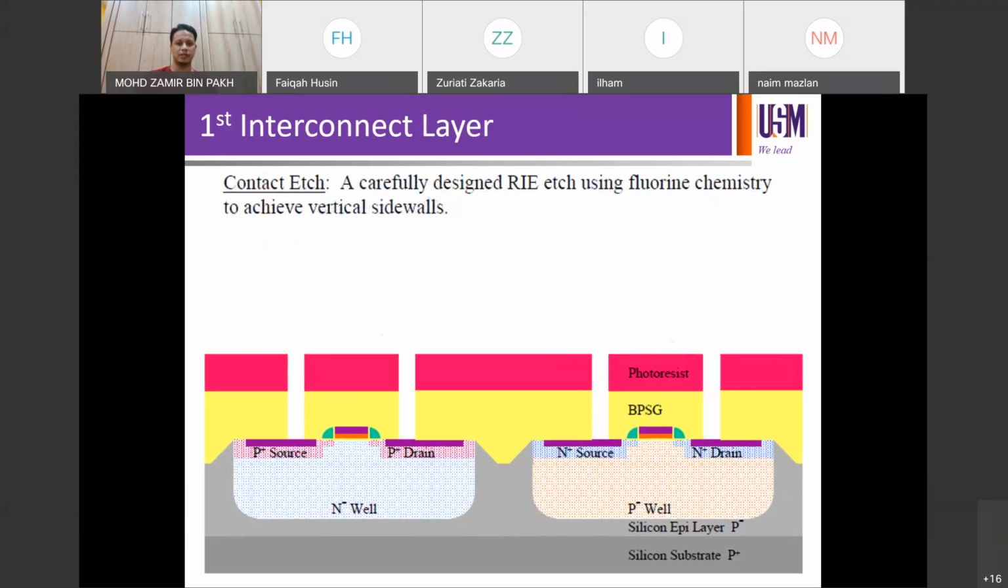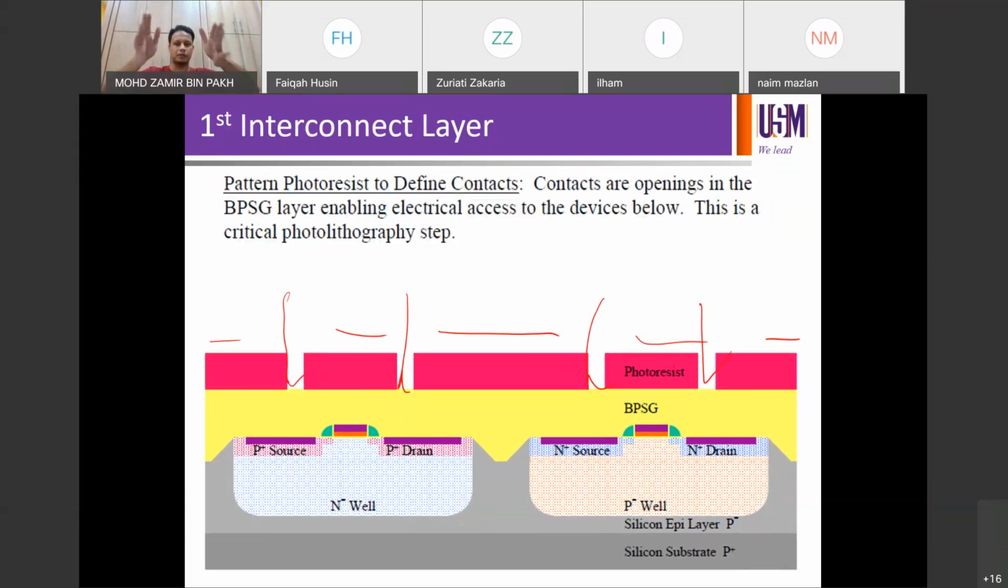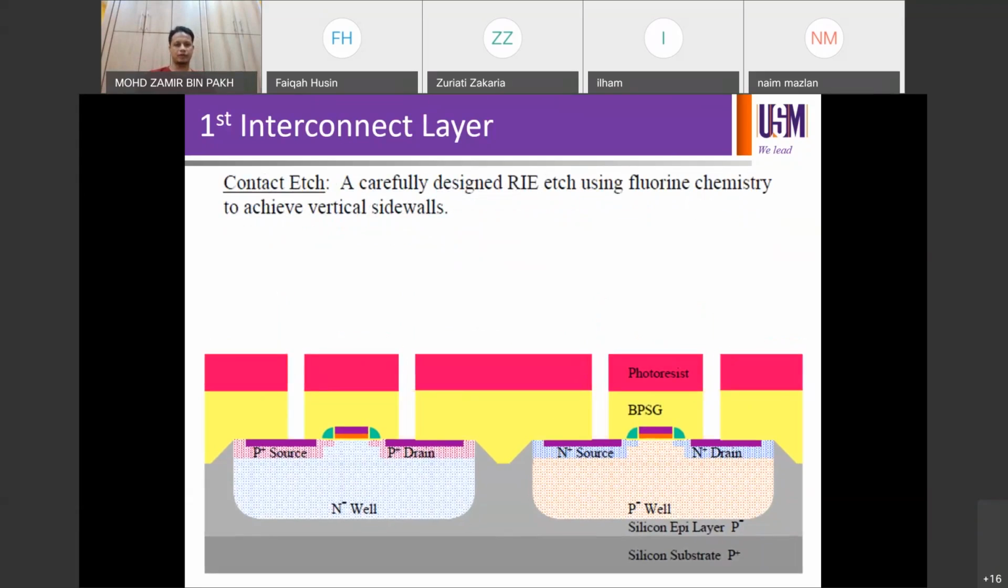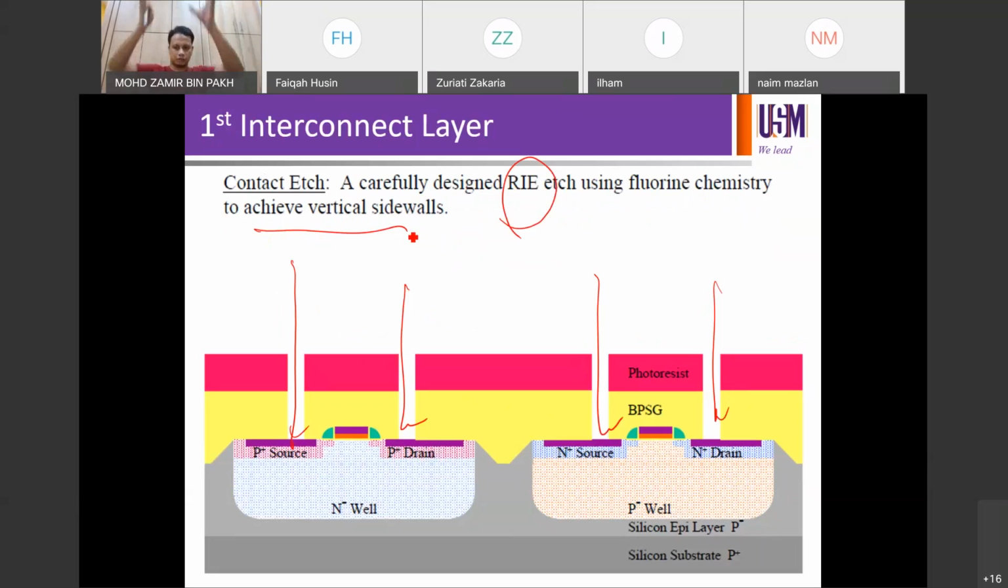Next, you etch BPSG. So you define the pattern. Now you etch BPSG down to the gate, source, drain, right? So sekarang you open source drain first. Use RIE, vertical process, anisotropic, using fluorine chemistry to achieve vertical sidewall. So you etch sampai ke bawah. Sekarang you tengok you punya lubang sampai ke source and drain. Then you can put the contact.